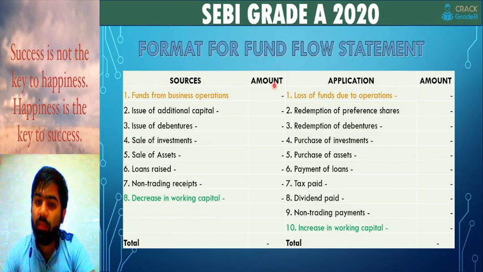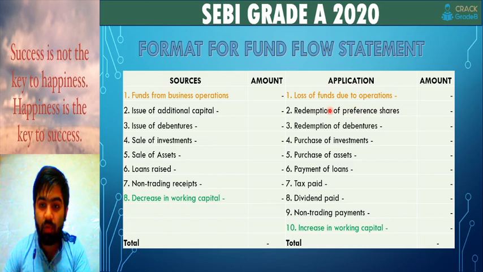And now coming to the application side, loss of funds due to the operations. If we get funds from the business operation, that comes under sources. If we get loss of funds due to the operations, it comes under the application. Then redemption of preference shares. If we issue shares, we get money. If we redeem, we give back shares. So we apply our money towards the redemption, we give our money.